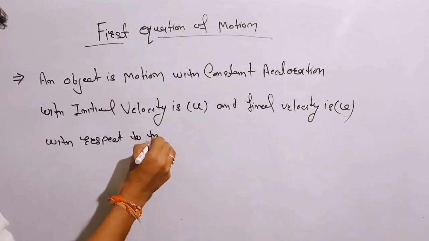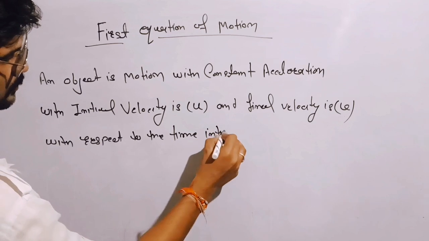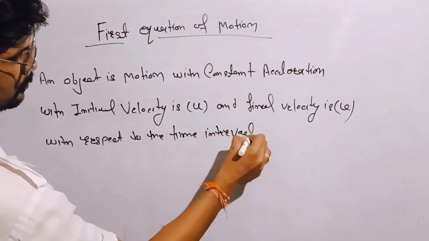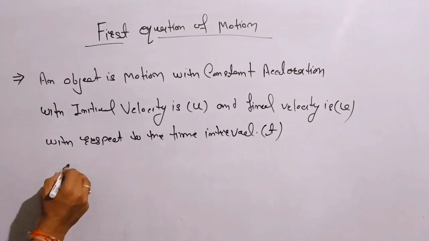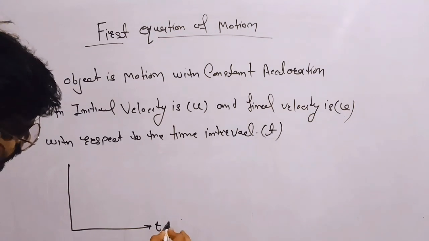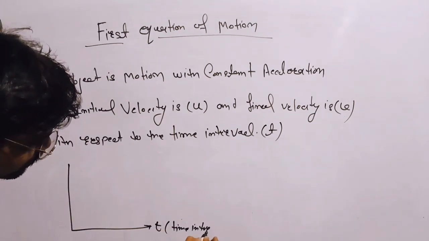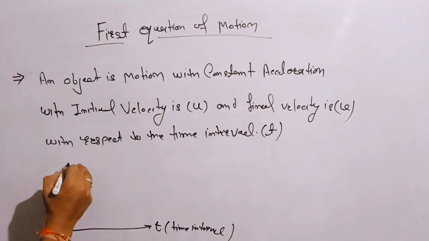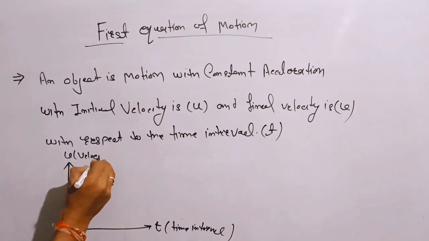with respect to the time interval t. So let us draw a graph with respect to the time interval and v. This is a velocity.